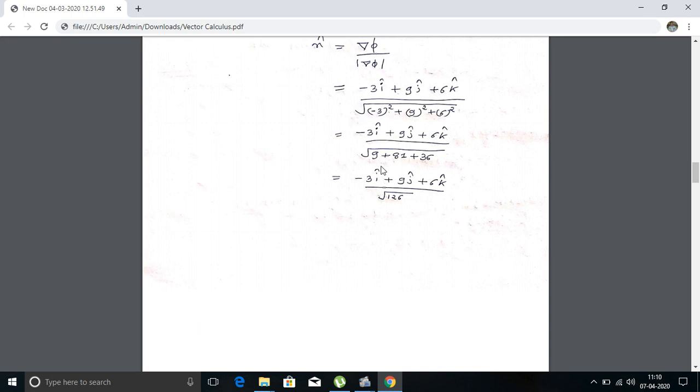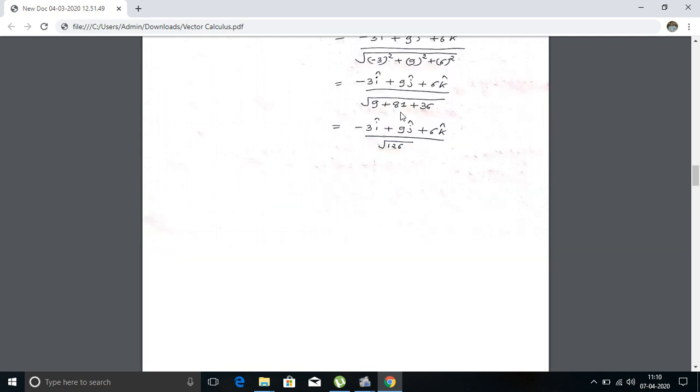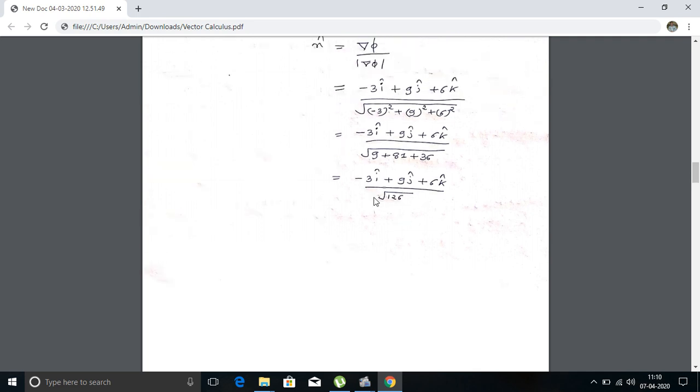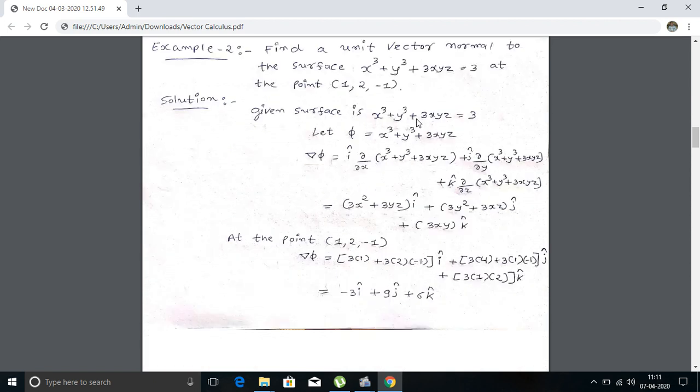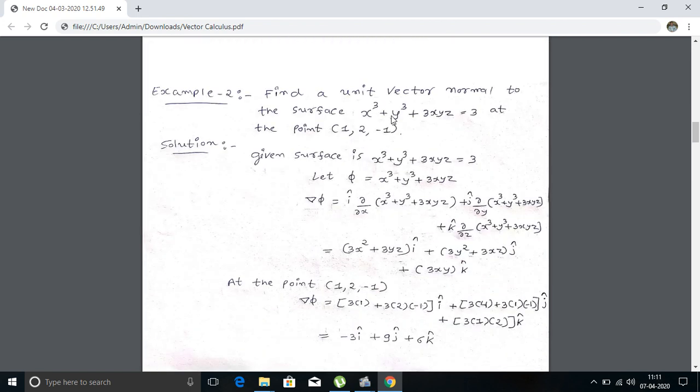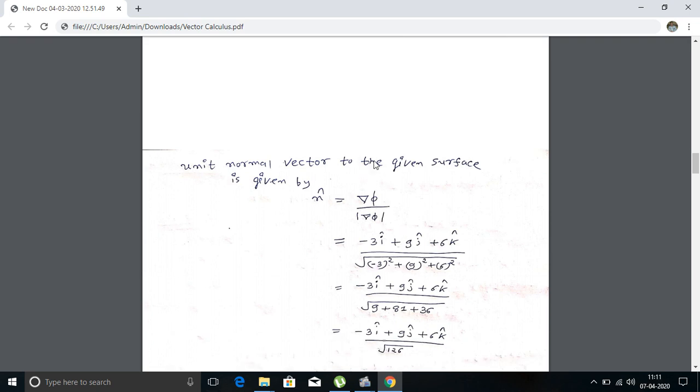Clear? So it will be -3i + 9j + 6k divided by under root 9 + 81 + 36, so it will be under root 126. So this is our final answer of this question. So we have found unit vector normal to the surface. Here you have to note that we have to find the unit vector normal to the surface. If in the question it is written, find only normal vector, then your answer will be up to this. Clear? But here we have to find also unit vector. Clear? Unit vector, that's why we have found unit vector of this.